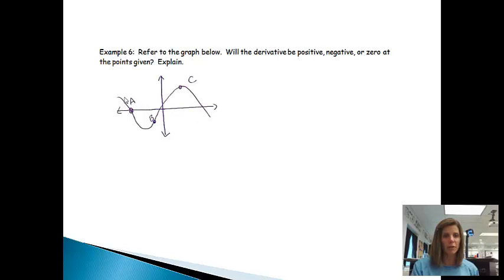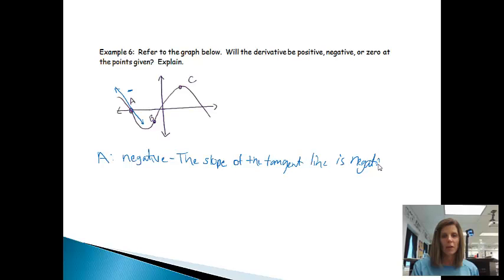So first of all, if I deal with the point A, I'm going to draw the slope of the tangent line. Okay, so it's going to look something like that. It just touches the point at one spot and it's kind of following the steepness of the graph. If I look at that, the slope of that line will be negative. So the derivative at A will be negative, and then it says to explain why. The reason that it will be negative is because the slope of the tangent line is negative. I could also say the tangent line is headed in a negative direction, so the slope would be negative.